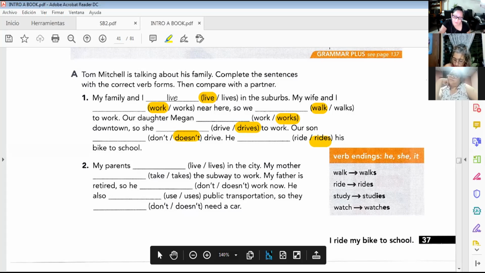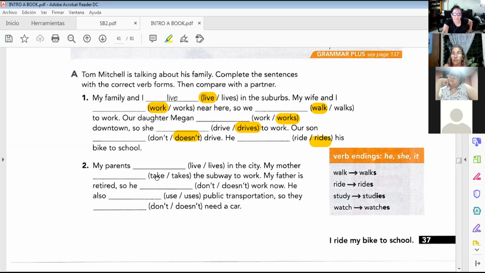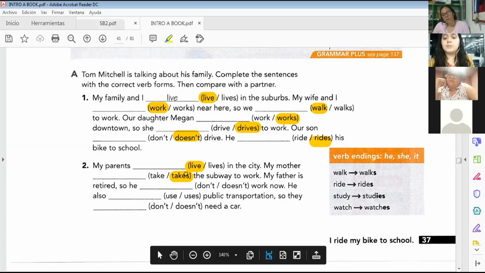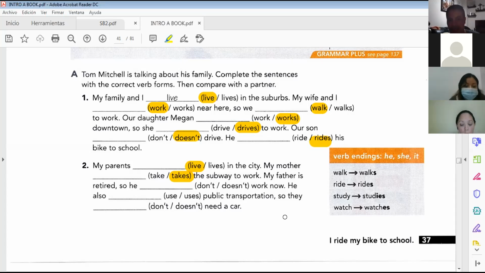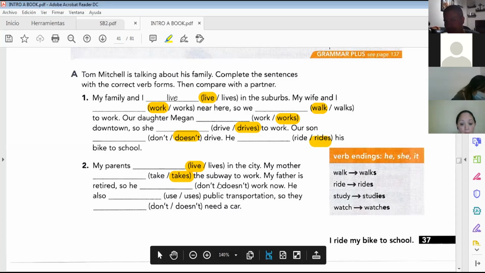Second part. Maria Jose, my parents. Here, number two. My parents live in the city. Very good. Remember, people, pronunciation for this verb is live. Live in the city. Very good. Ingrid, my mother. My mother takes the subway to work. Very good. Okay, let's see. Francisco, my father. My father is retired. So he doesn't work now.